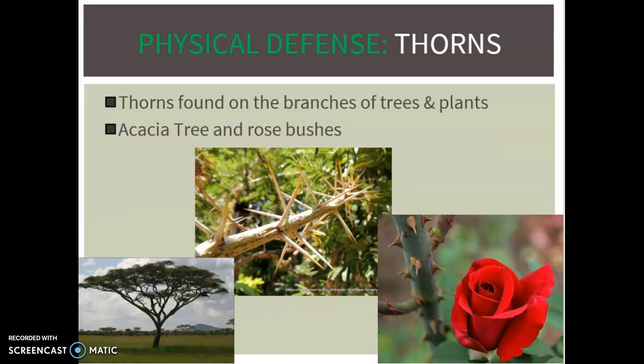All right. Thorns. Thorns are found on the branches of trees and plants. A good example of this would be a rose bush, acacia tree. This is an acacia tree, and this is an example of some of the thorns that are on an acacia tree.